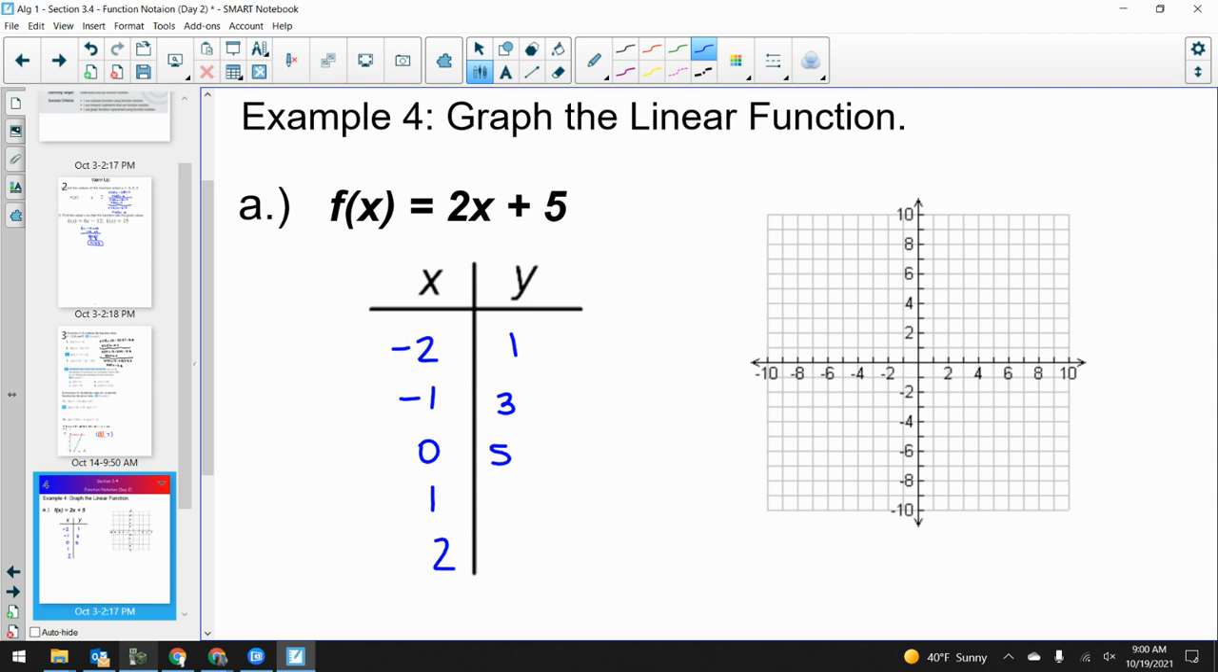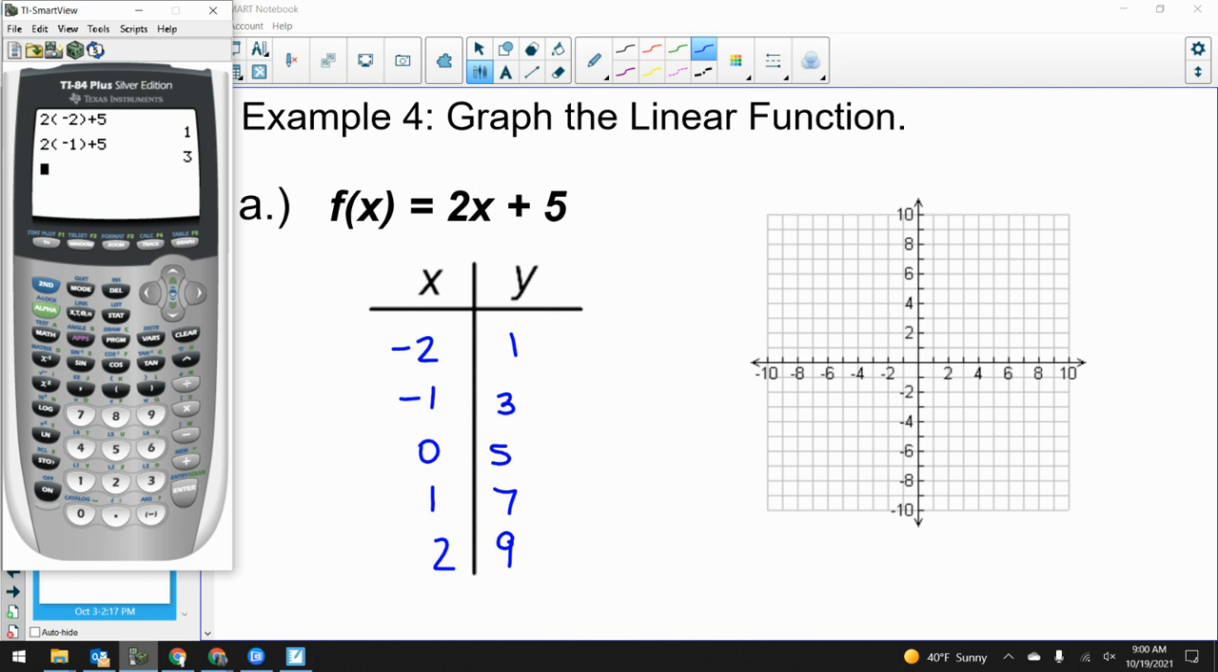Now, let me ask you something. What pattern do you see in the y values? Goes up by 2. Does that pattern continue? Yes. So I could say 1, 3, 5, 7, 9. Let's just double check 2 to make sure that it fits. 2 times 2 plus 5. 2 times 2 is 4, plus 5 is 9. Yeah, that makes sense. Okay, and now we plot our points.